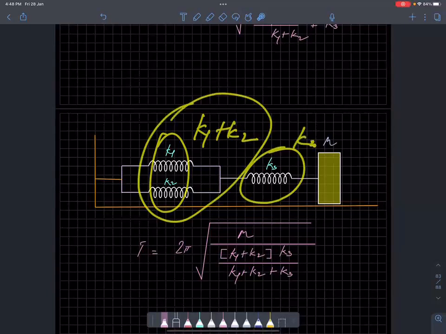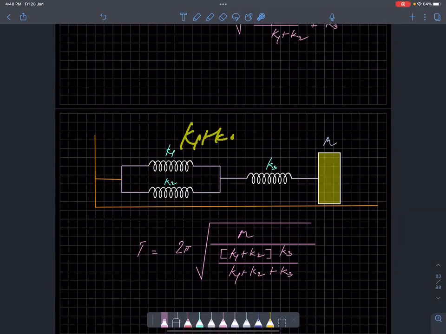Now 1 by K1 plus K2 plus 1 by K3. No. It will be K1 plus K2 into K3 by K1 plus K2 plus K3.